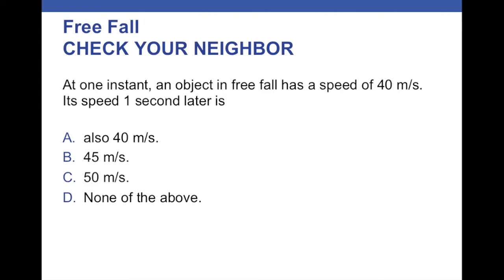At one instant, an object in free fall has a speed of 40 meters per second. Its speed 1 second later is what? Pick the best answer.